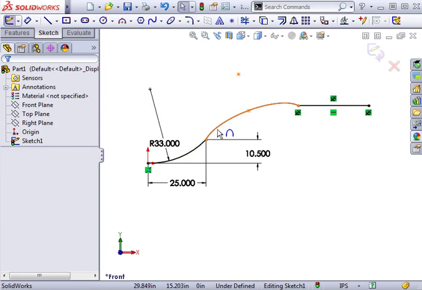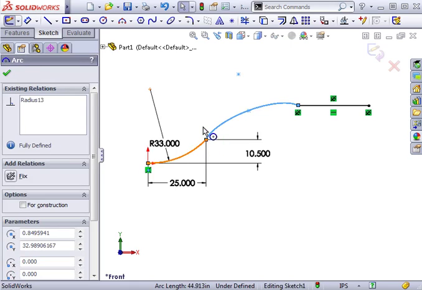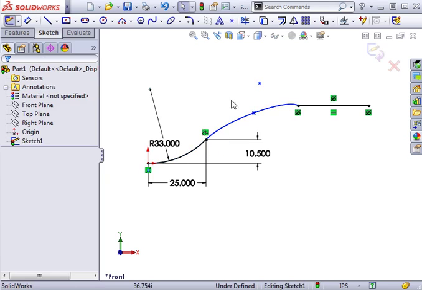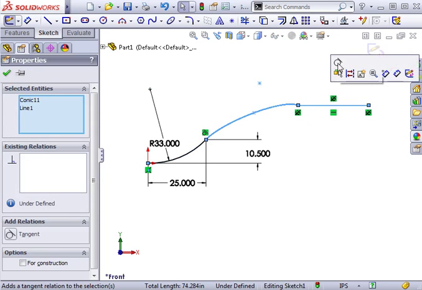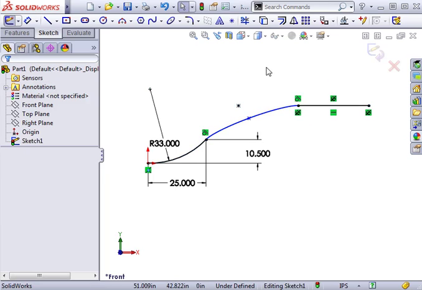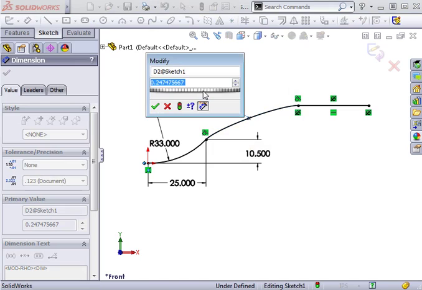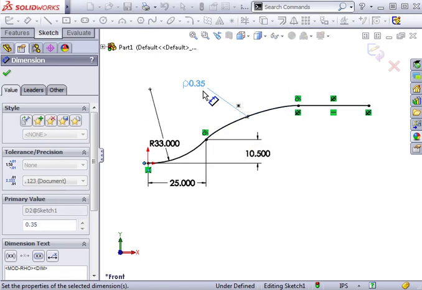Then add tangent relations to both the endpoints. And add a dimension to define the rho value. Making the vertex tangent to both inference lines of the 2 curves is a good practice as well. But again, it depends on the curve that you're trying to create.